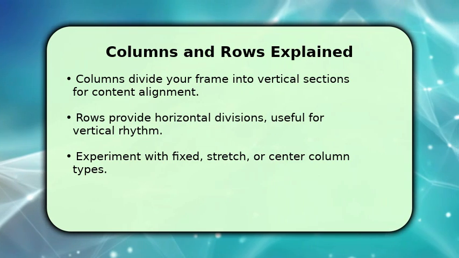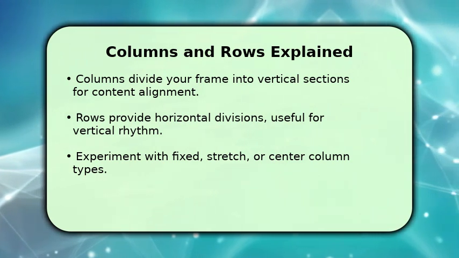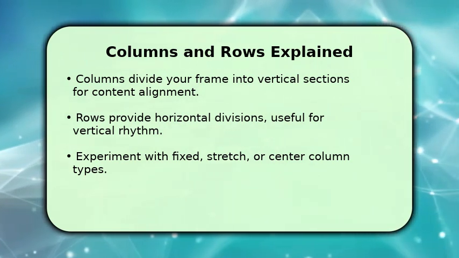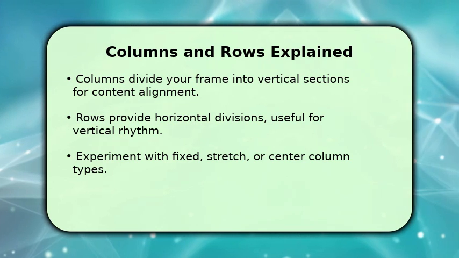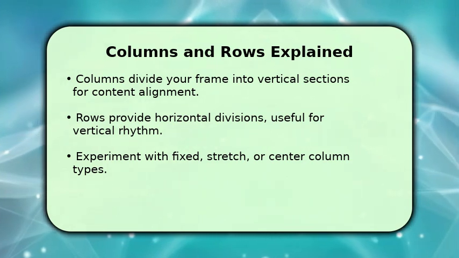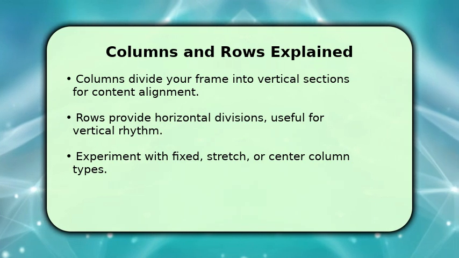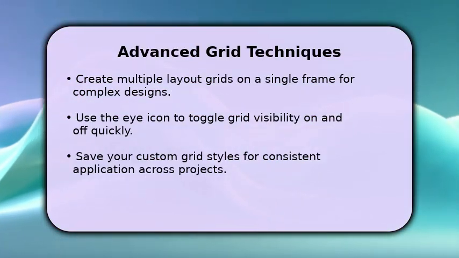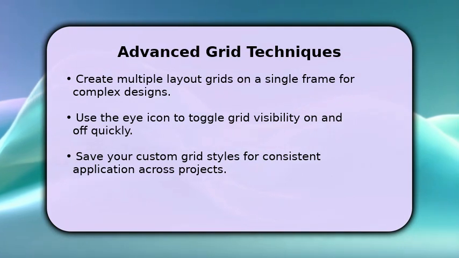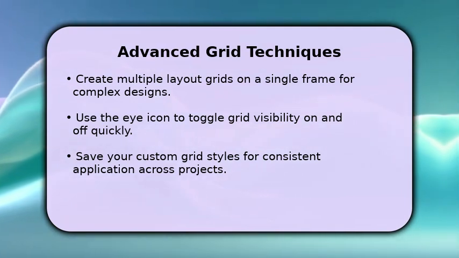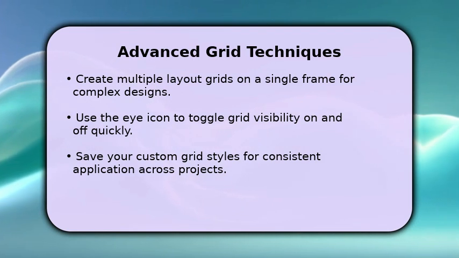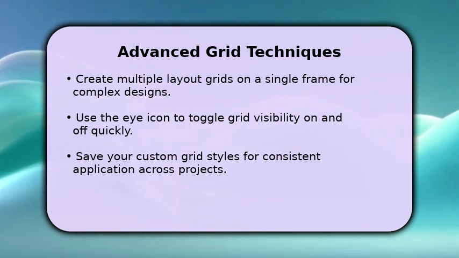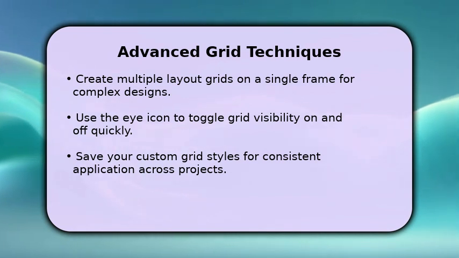When using columns, you can choose between fixed, stretch, or center types, each offering different behaviors for how your columns adapt to the frame size. Understanding these options is key. For more intricate designs, Figma allows you to add multiple layout grids to a single frame, combining columns, rows, and square grids. You can quickly toggle the visibility of any grid using the small eye icon next to its entry in the Layout Grid section.